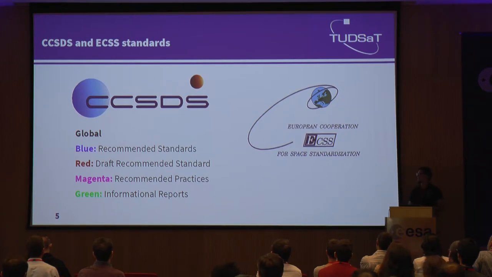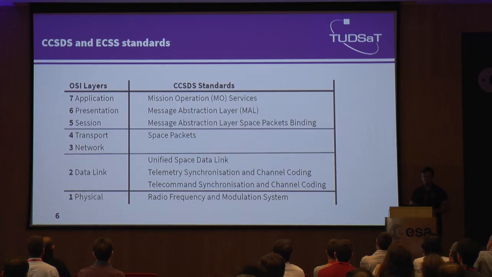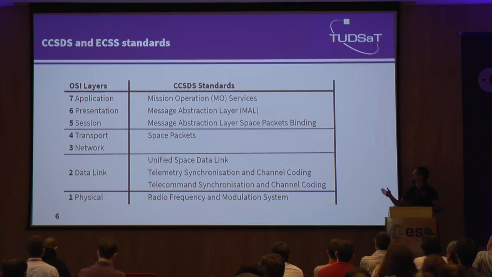So Arthur gave earlier an introduction to CCSDS and ECSS, so we can skip that. Here's the equivalent with the OSI layers of what he showed earlier. And we are trying to implement the whole protocol stack. So not just the radio frequency and modulation systems, or maybe the synchronization, but the entire stack. And the good thing about the CCSDS standards is that you don't have to think about implementing a new protocol. It's all there. You can take it. It's for free. All these standards you can access.